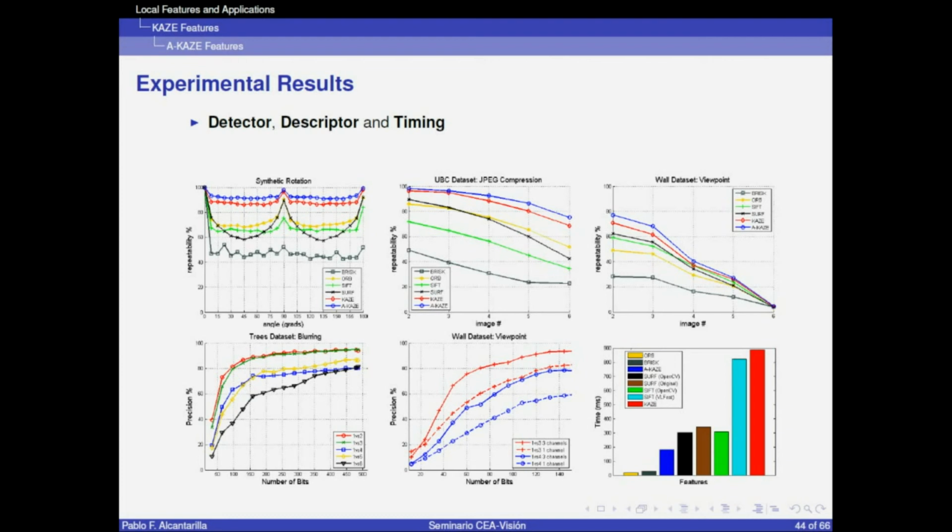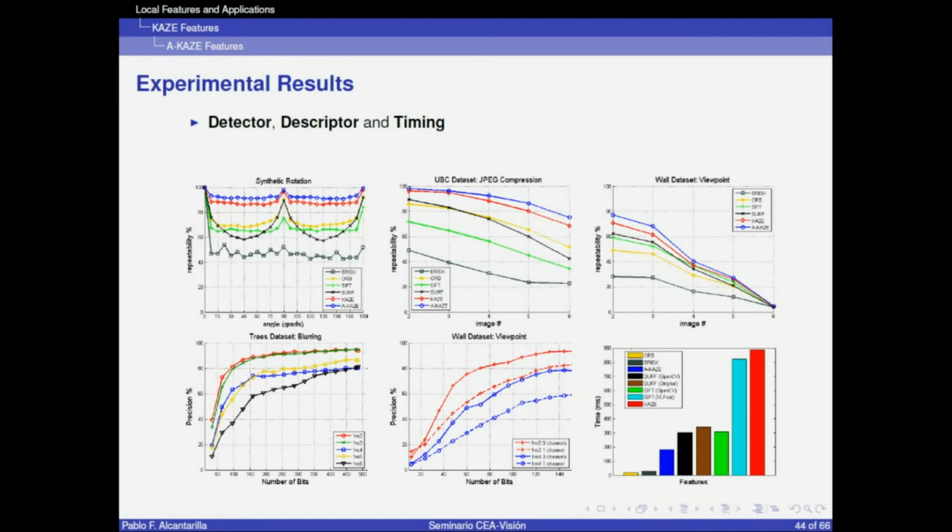This last figure at the bottom is the timing information in milliseconds for detecting 1000 features in one image of the graffiti dataset. This timing information doesn't take into account parallelization, because by means of parallelization, AKAZE can be computed in a faster way. So the main message here is that AKAZE is still very slow.